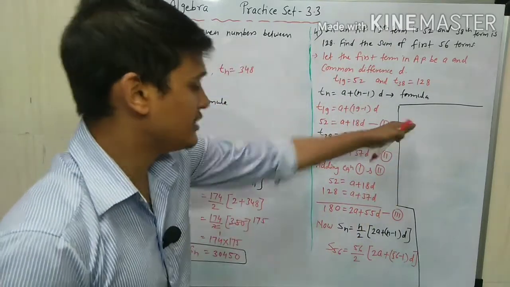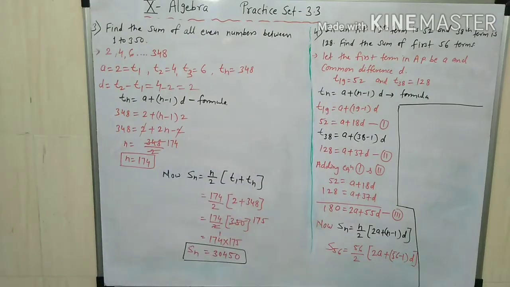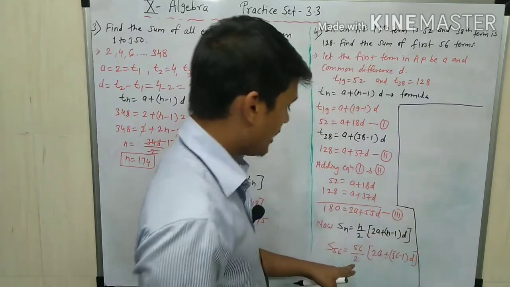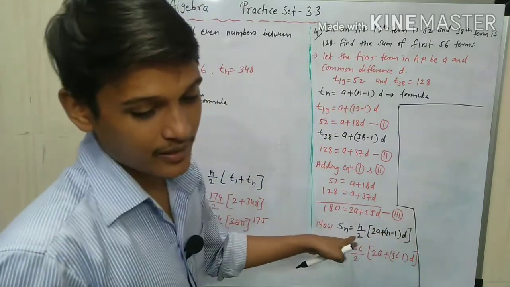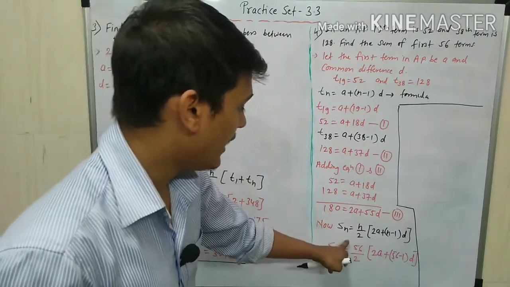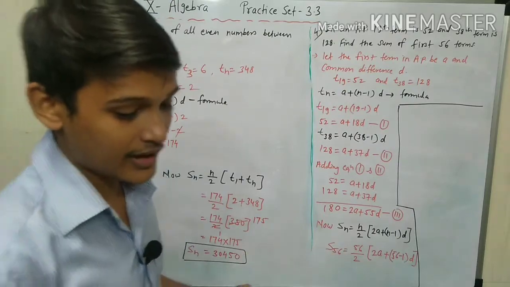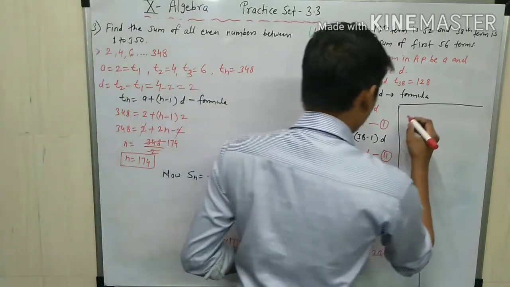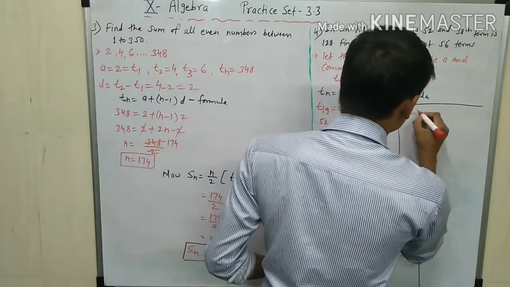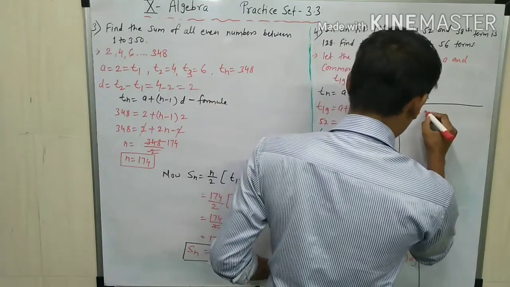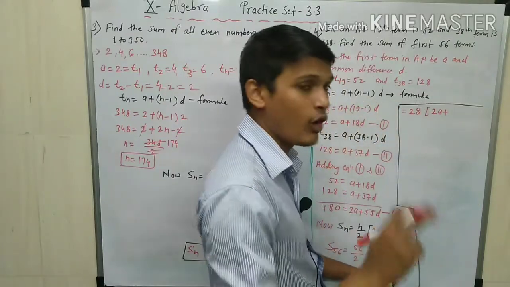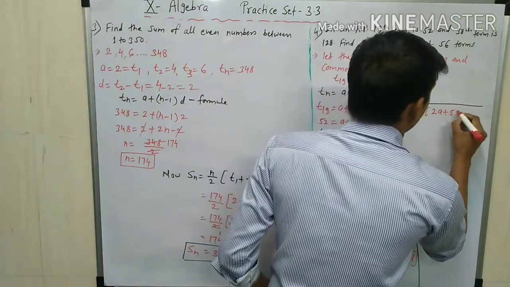Understood? Now solve this equation here. 56 upon 2 is cancelled. There is 56, 2 ones are 2, 2 twos are 4, and 2 eights are 16, so it is 28. Now the value is 28. Now the bracket is 2a plus 56 minus 1, which is 55, so we write 55d.